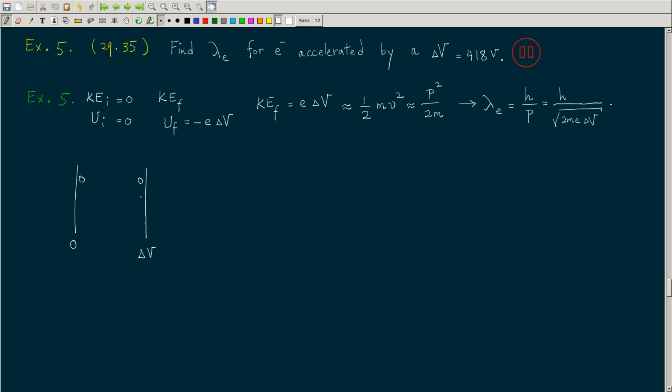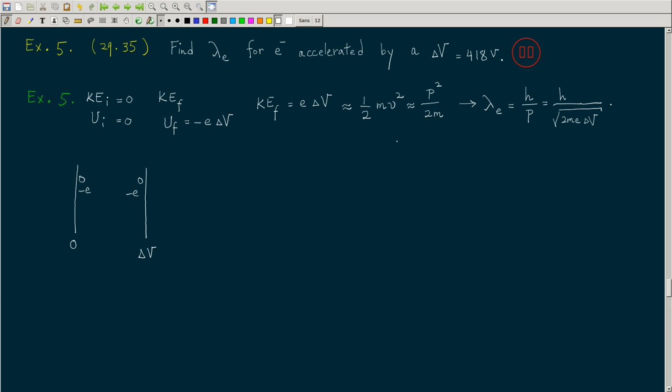Here it has delta V voltage, but the charge of the electron is negative e. Remember that there's a negative sign. And if you add the initial energy, it's 0. So if you add the final energy, you should get 0. KE final plus negative e delta V should be 0. So you get that the final kinetic energy is just e delta V.